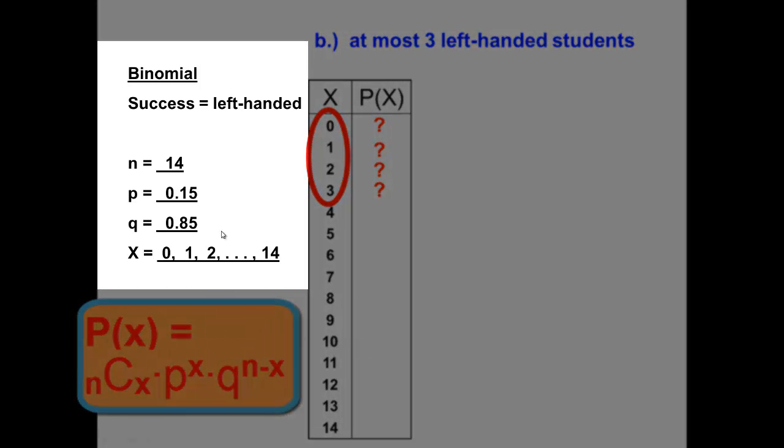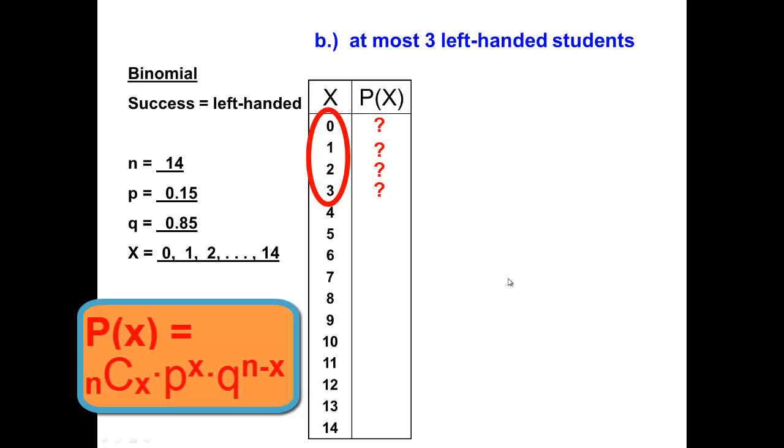Our values are, we did go through the characteristics on the previous video, so we do know it's a binomial. The success is being left-handed. N is 14, P is 0.15, Q is 0.85, and our X's are 0 through 14. At most 3 are left-handed is 3 or less, and I have circled the numbers that are 3 or less. So in this case, we just need to find the probabilities for each of those 4 numbers.